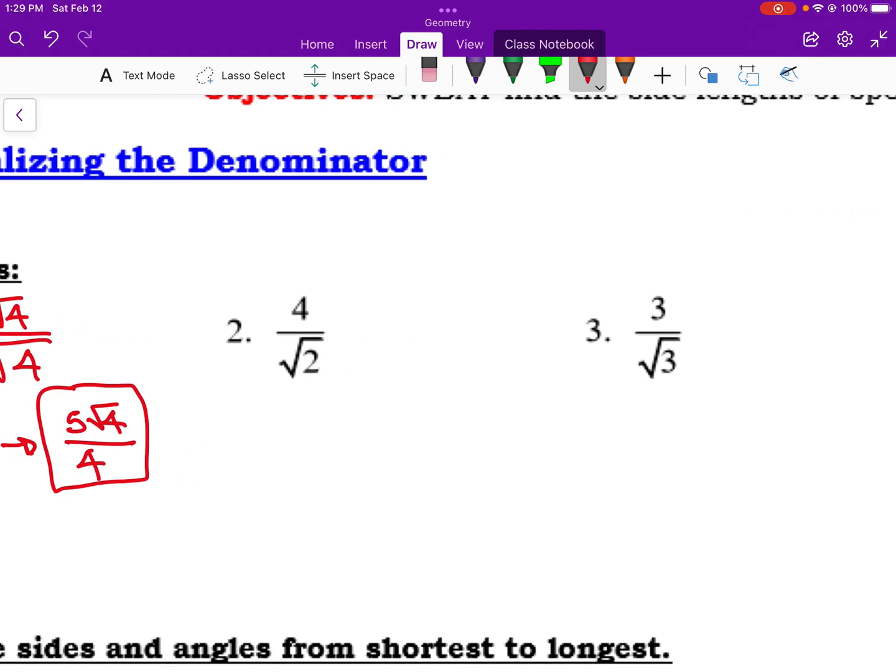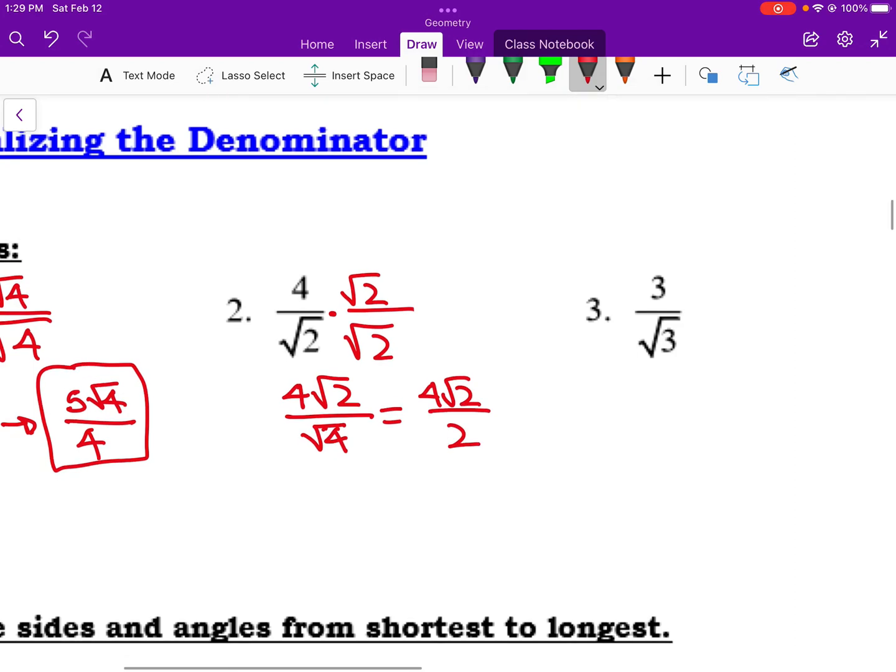Okay, so same thing with this next one. We want to match that radical, get rid of the root 2, top and bottom. So I end up with a 4 root 2 over root 4, which is just 4 root 2 over 2. And then in this case, I'm trying to simplify. Notice that 4 and 2 are both divisible by 2. So if I divide the top by 2, I get a 2 root 2. And the bottom, the denominator divided by 2 is just 1, so we would leave it as such.